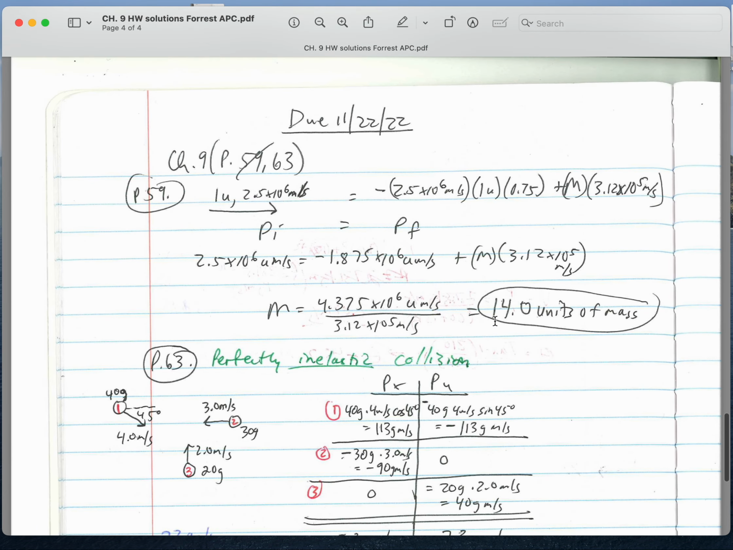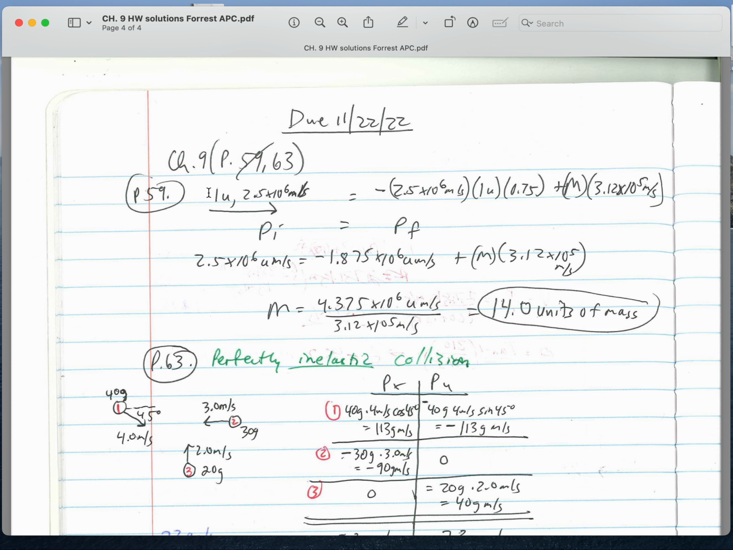Problem 59 deals with subatomic particles hitting each other, and again, it's just a conservation of momentum. The units are different, so I've shown you a couple problems now where the specific units don't matter as long as you're just trying to find speed or mass. Momentum's conserved as long as the units are consistent throughout the problem.